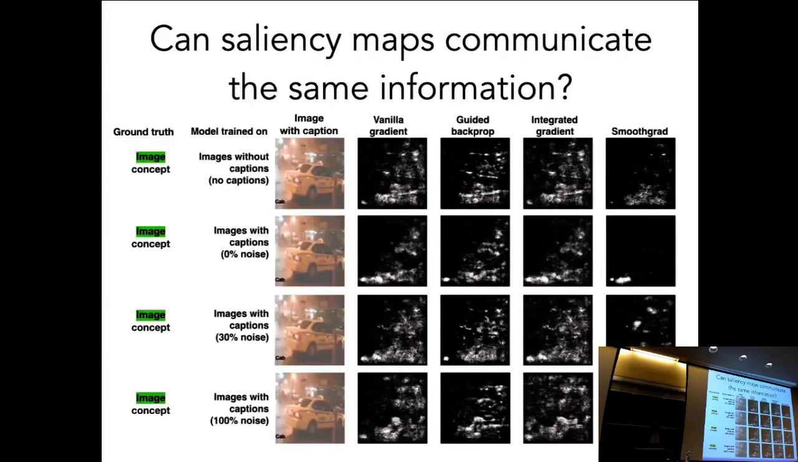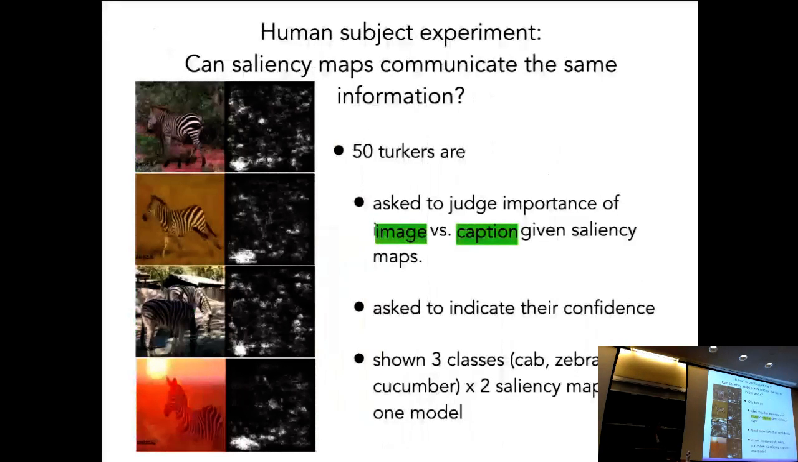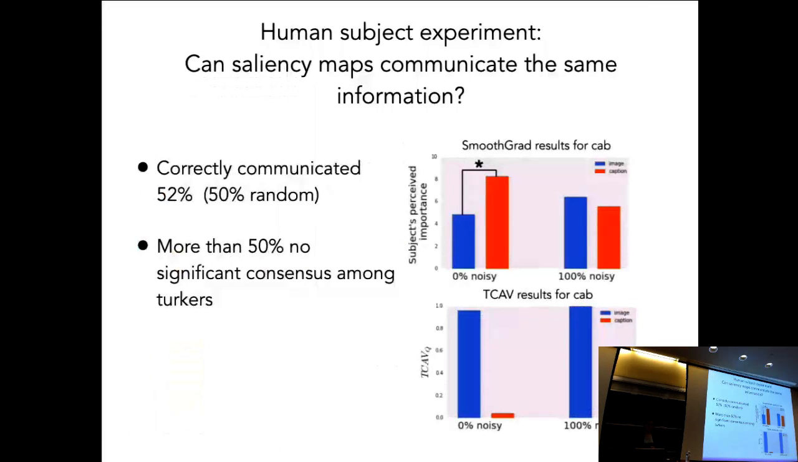And you might say, well, Bean, maybe this is a cherry-picked example. Maybe. So we're going to run a Turk experiment. We selected cab and zebra and cucumber. We asked 50 Turkers to judge which one was more important. Was it the image or was it the caption? We also asked, how confident are you in your answers? And the result is interesting. So here is one of the saliency map results for one of the classes. SmoothGrad is for yes.